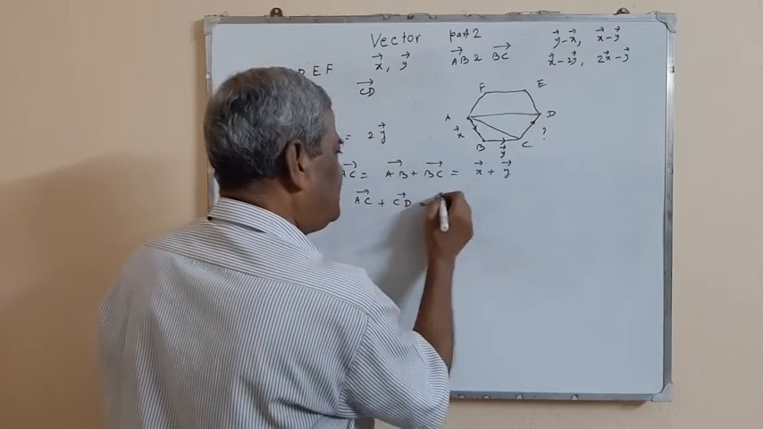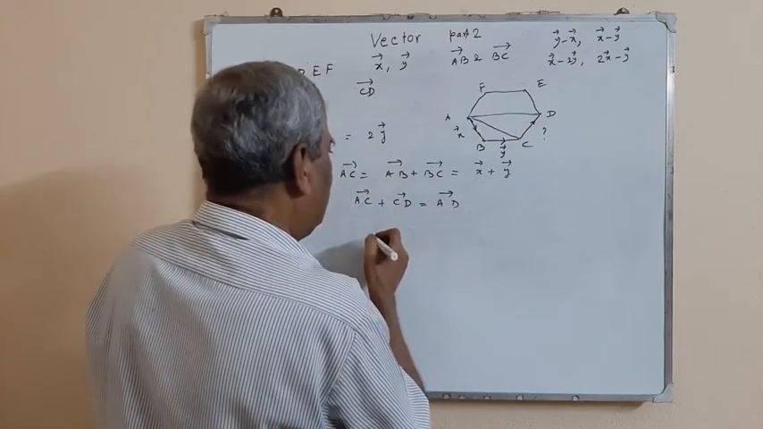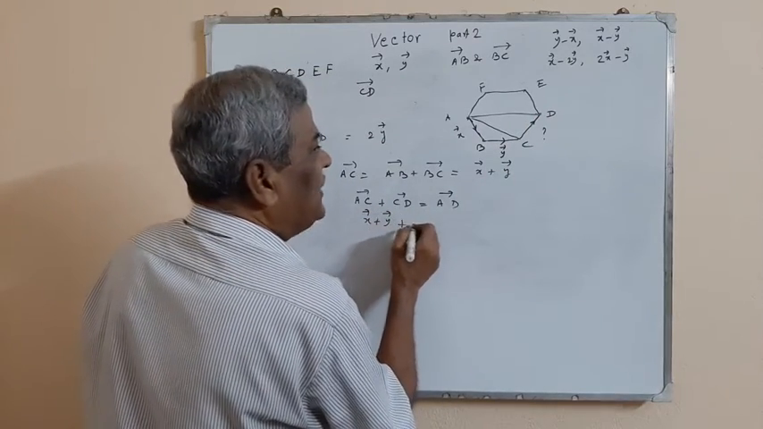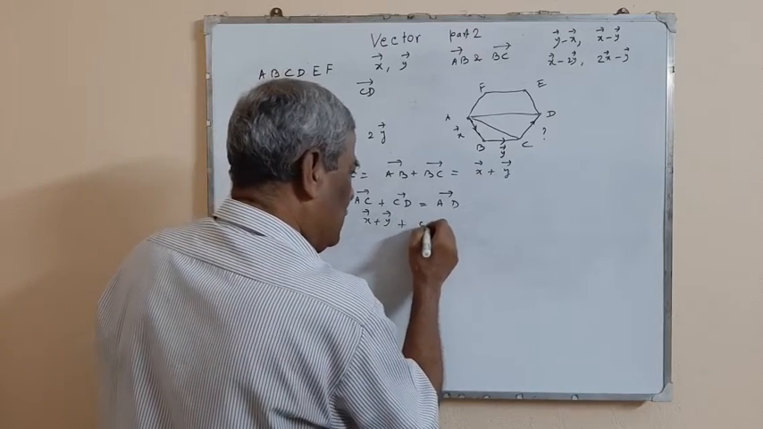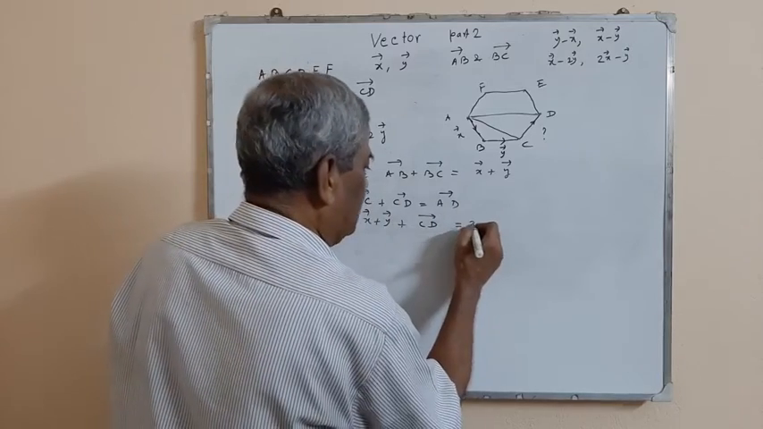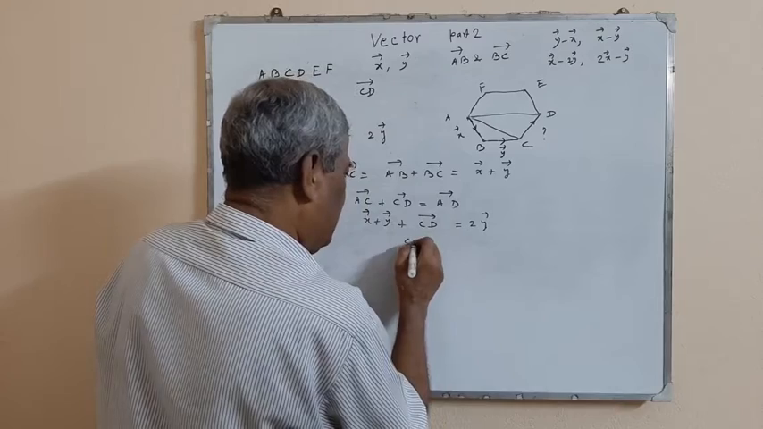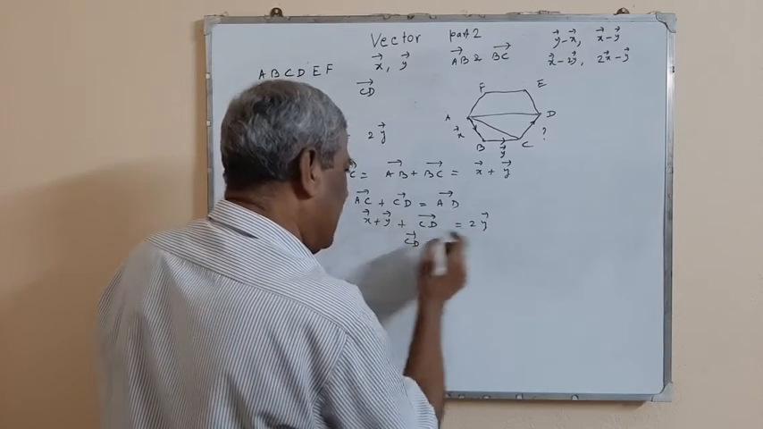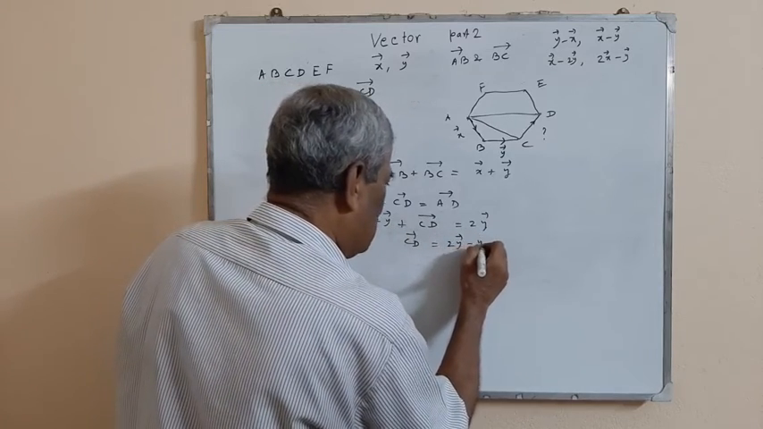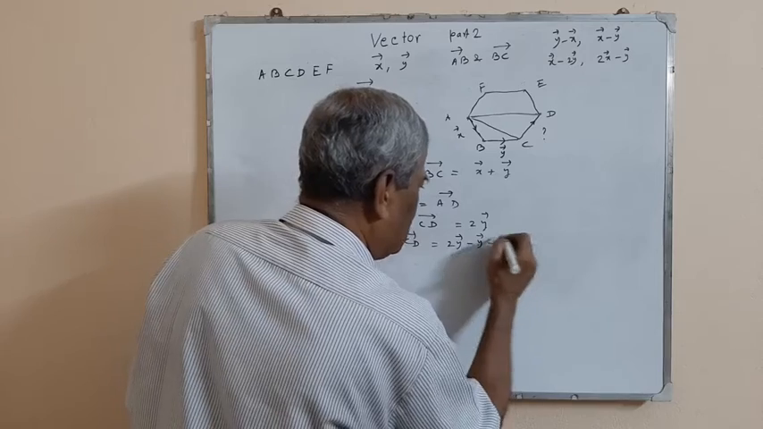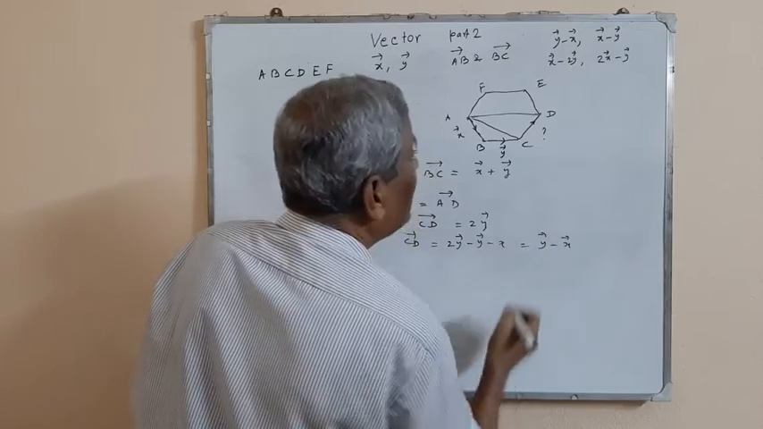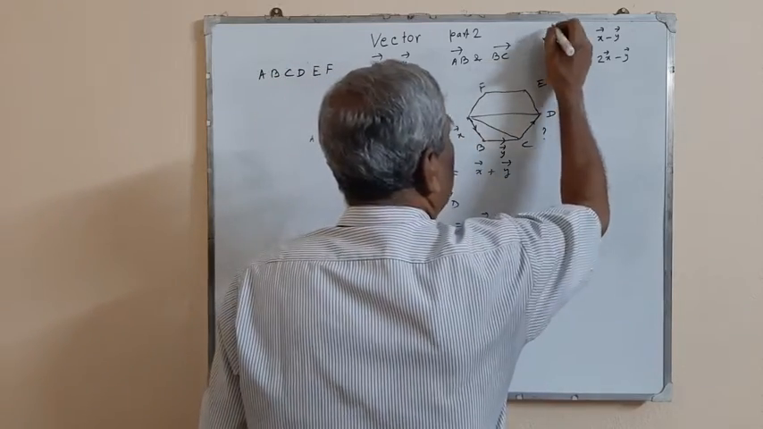So that is AC vector. Just now we obtained x plus y vector plus CD vector. We have to know the value of CD vector, which is equal to AD vector. AD vector is 2y. Therefore, CD vector, changing side, 2y vector minus y vector minus x vector is equal to y minus x. So y minus x, the first option, is correct.